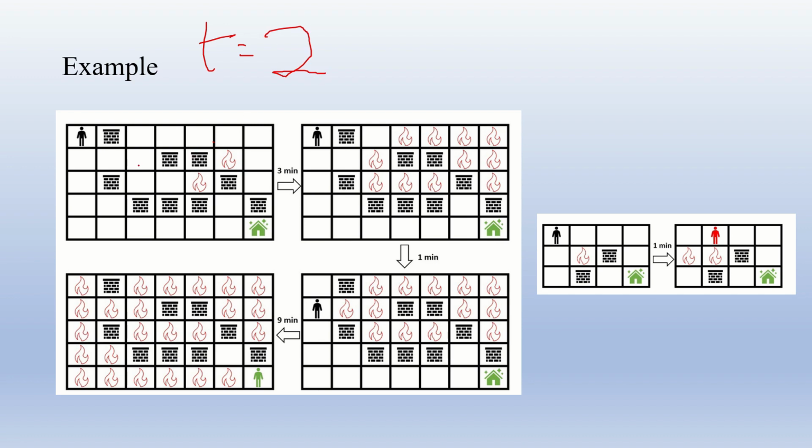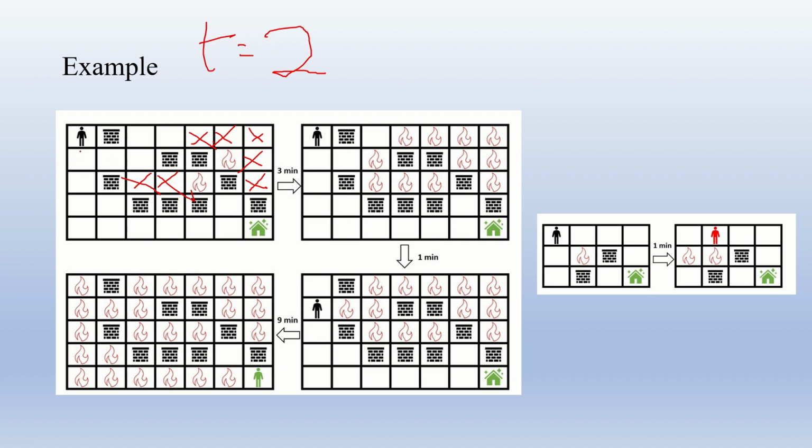Let's see at time is equal to 2 whether the person can reach the safe house or not. At time is equal to 1, this fire cell will fire these cells. At time is equal to 2, this fire cell will spread the fire here and here. This fire cell will spread fire here. The person is still at the initial position.